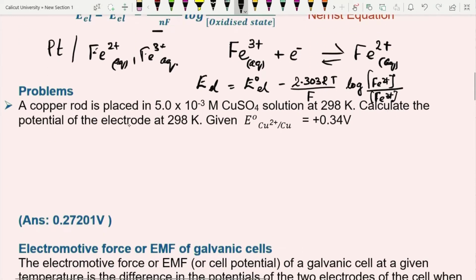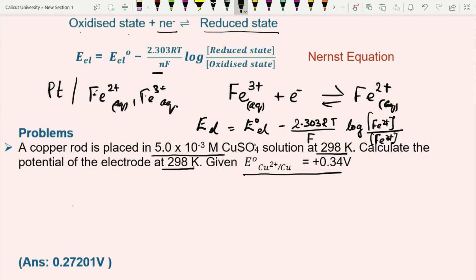Now, let us see how to solve the Nernst equation for this example. Here a copper rod is placed in a solution whose concentration is 5 into 10 to the power minus 3 molar, and the temperature is 298 Kelvin. We are asked to calculate the potential of the electrode at 298 Kelvin. The E naught value for copper is given. It is clear that this is an application of the Nernst equation for the electrode. Here you can see that all the values are given, and this is a clear example for the Nernst equation for an electrode.